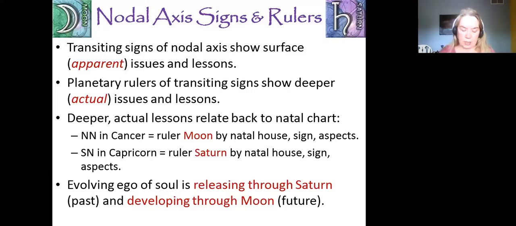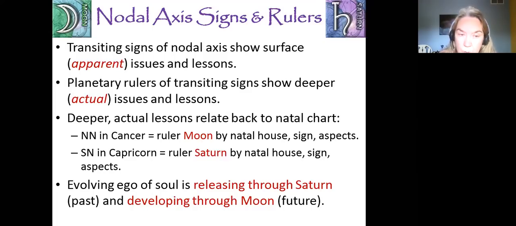And so the deeper lessons are always going to relate back to the natal chart. In the case of the North Node transiting in Cancer, the deepest lessons are going to go back to the natal placement of your moon by house, sign, and aspect. In the case of the South Node in Capricorn, the ruler Saturn, wherever that is natally in your chart, that is where we're going to go back to learning those deepest egoic lessons we've got to let go of by natal house, sign, and aspect.